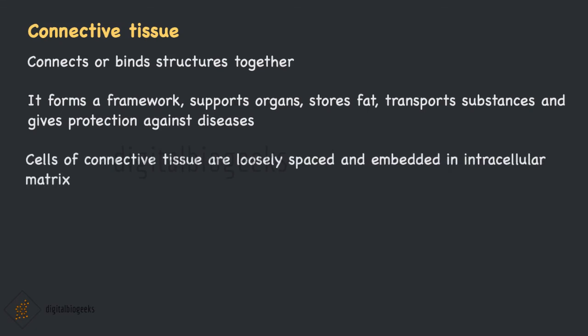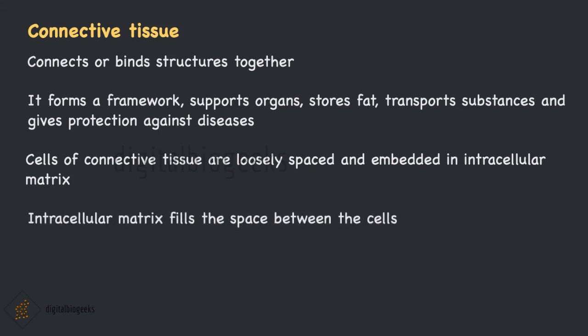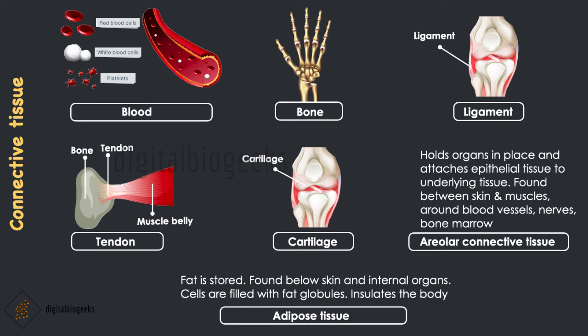Cells of connective tissue are loosely spaced and embedded in an intercellular matrix. Now you may be wondering, what is this intercellular matrix? The matrix is a material that fills the space between the cells. It can be a fluid, it can be a jelly, denser or rigid. The cells are embedded in this matrix. The nature of this matrix depends upon the function of the connective tissue. There are various kinds of connective tissue.